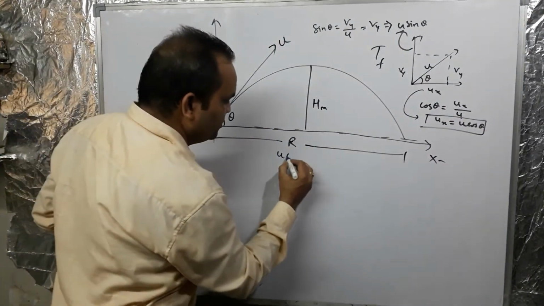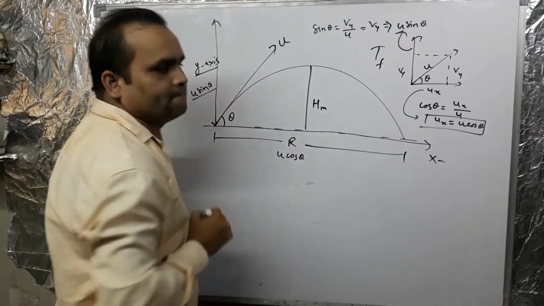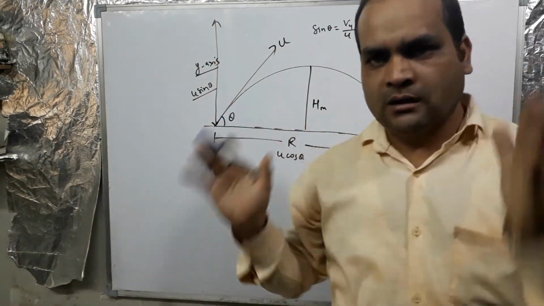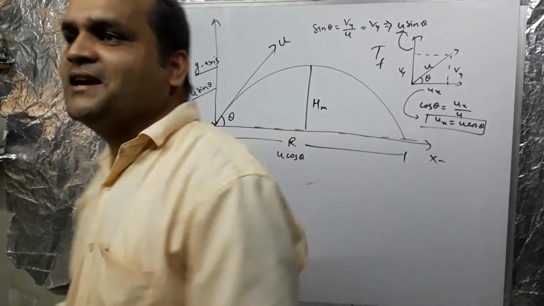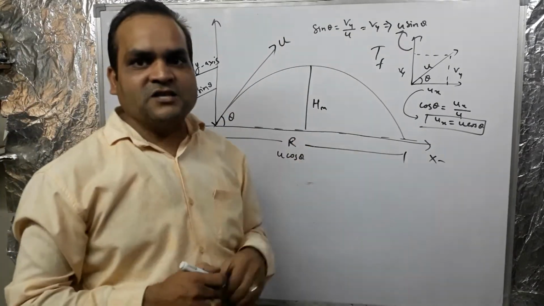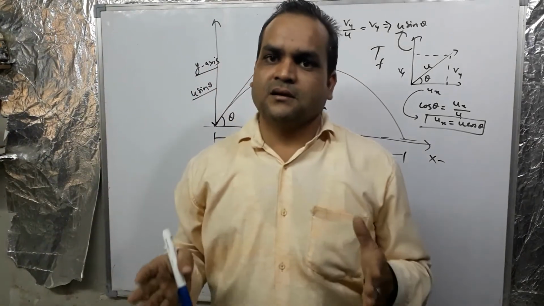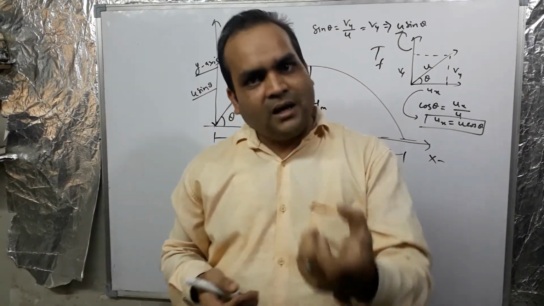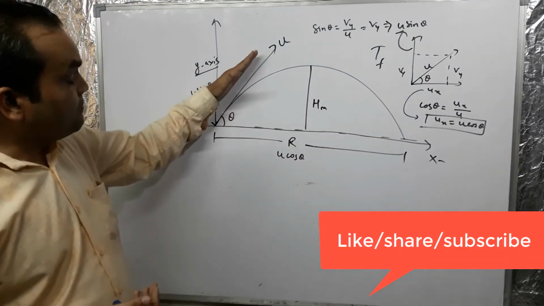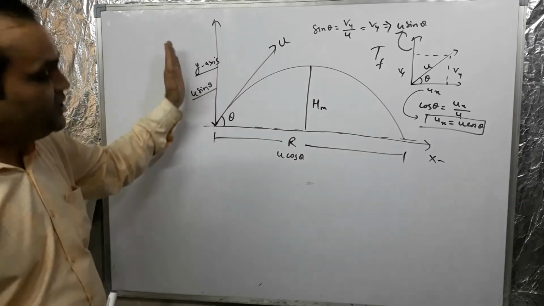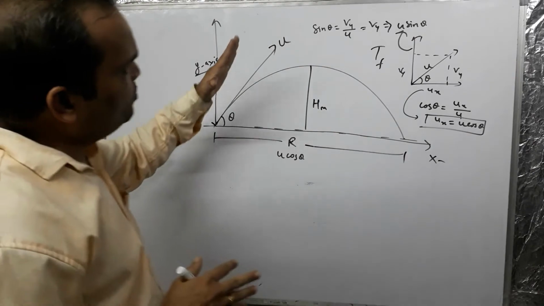So I can write here u cos theta, where u is the initial speed, and here u sin theta. These are the perpendicular components. u has been resolved into two perpendicular components. So why did we do it? Because we can then properly calculate, since it is not completely horizontal and not completely vertical. So in that case you have to break it into two parts.